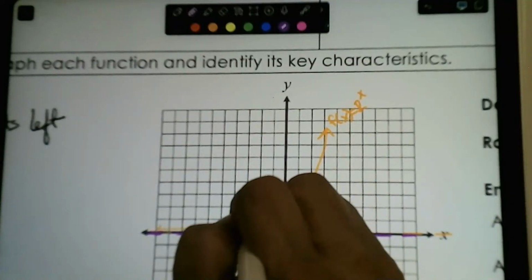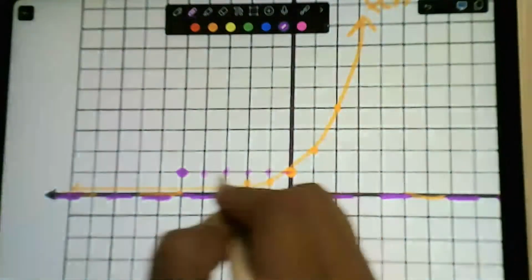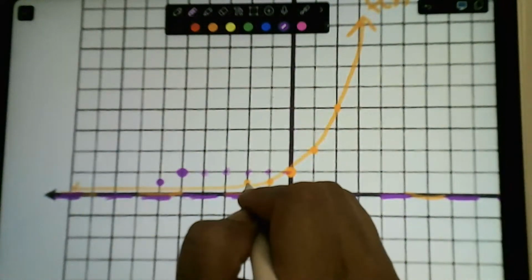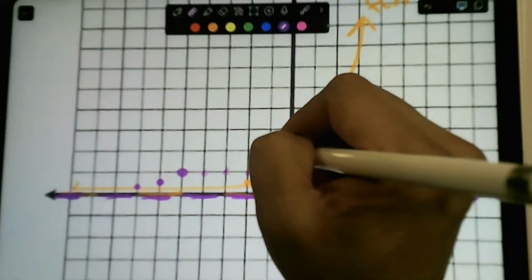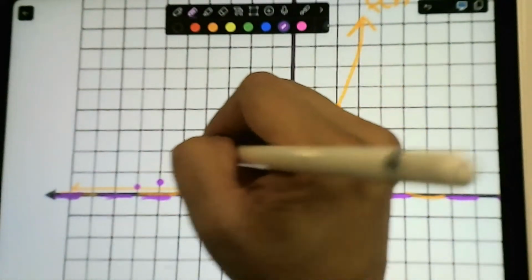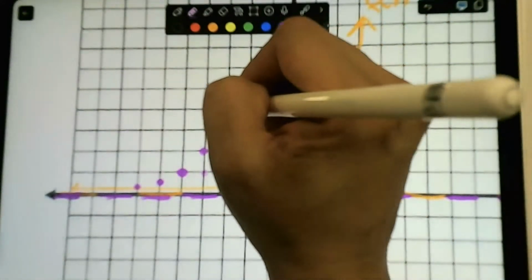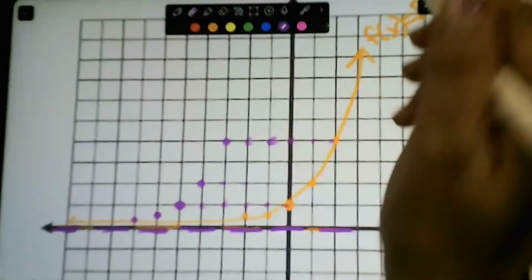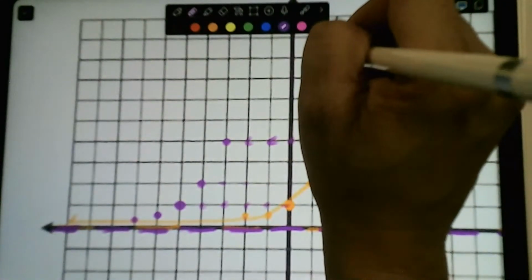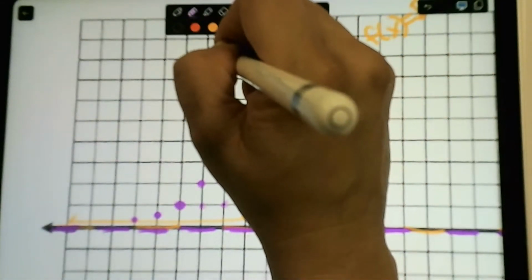1, 2, 3, 4, 5. This one ends up here. This one ends up here. This one is 1, 2, 3, 4, 5, ends up here. This one is 1, 2, 3, 4, 5, ends up here. And then this one is 1, 2, 3, 4, 5, ends up here.